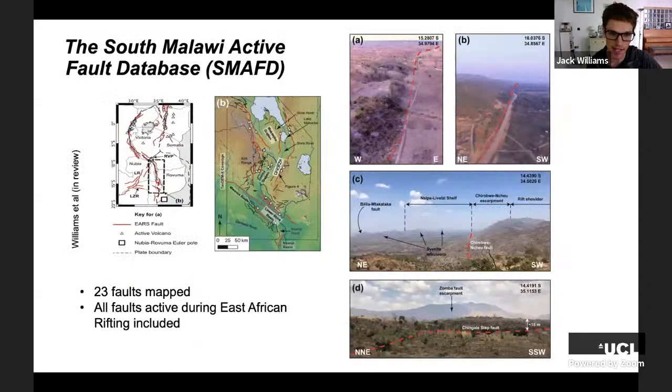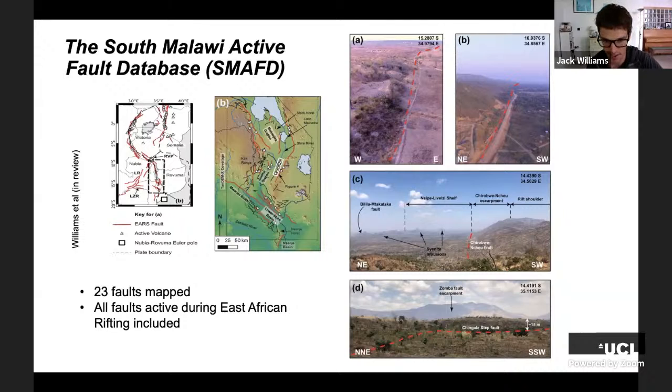So we've mainly been working in southern Malawi. So this is at the southern amagmatic end of the East African Rift, south of Lake Malawi, where the rift is onshore. And the first thing we were trying to do is just actually systematically map the active faults, which we did using a combination of high-resolution digital elevation models, some geophysical data sets, old geological maps, and 2 field campaigns in 2018 and 2019.